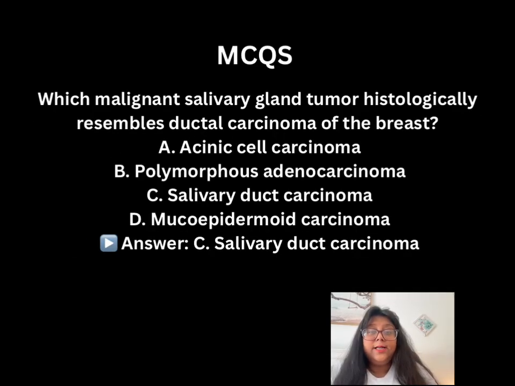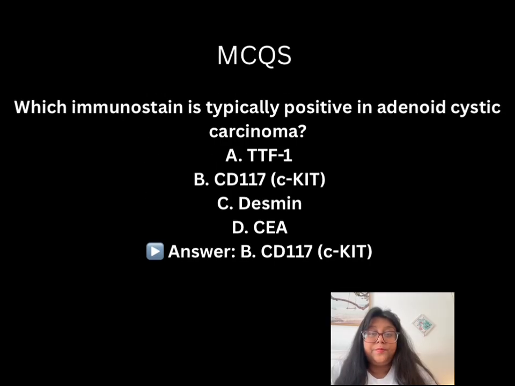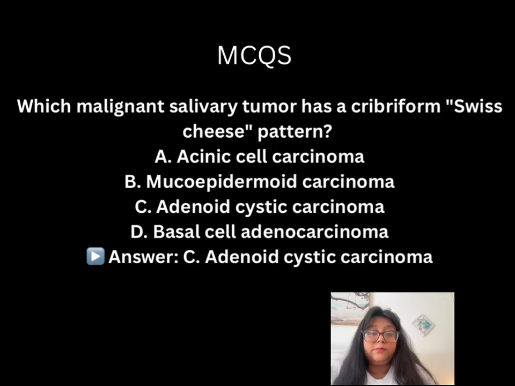Next question, which malignant salivary gland tumor histologically resembles the ductal carcinoma of breast? Answer to it is salivary duct carcinoma. I have told you in the lecture. Next, which immunostain is typically positive in adenoid cystic carcinoma? This also I have told you in the lecture. It is c-KIT. So option B is the right option.